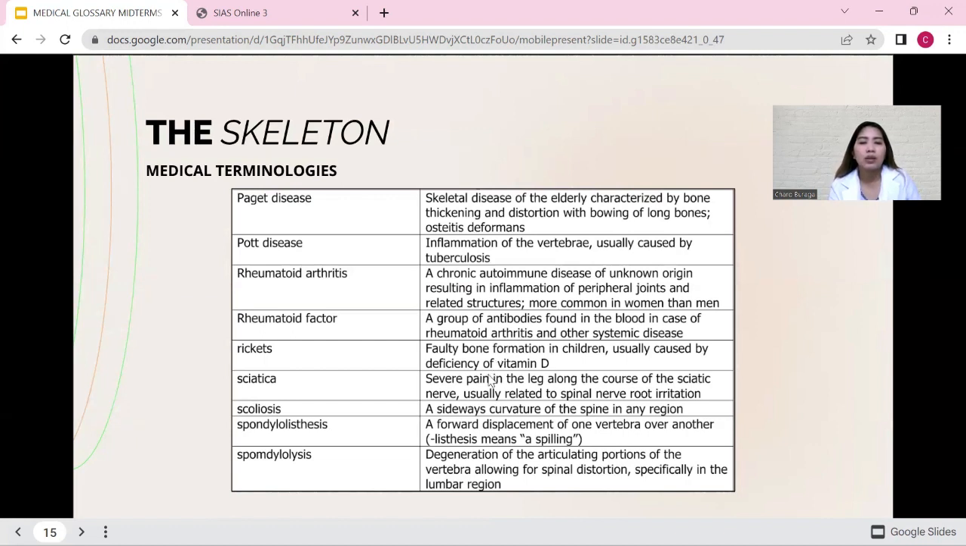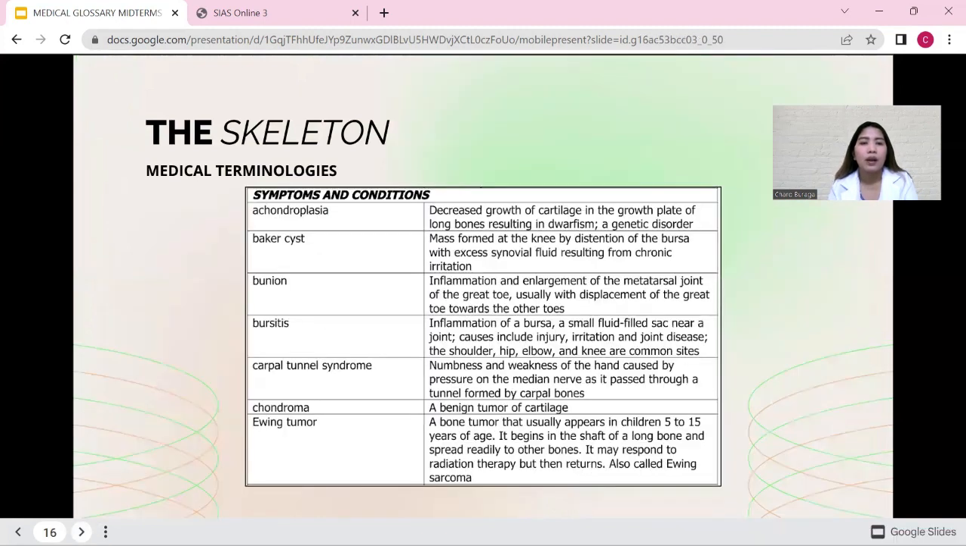The scoliosis, ito yung sinasabi ko sa inyo, yung curve ang buto, ang likod mo. Marami sa inyo ang may scoliosis, minsan nakikita ko. Spondylolisthesis, the forward displacement of one vertebra over another. Listhesis means slipping, so nagpo-forward ka ng ganyan. Spondylolysis, breakdown, degeneration of the articulating portions of the vertebra, allowing for spinal distortion, specifically in the lumbar region.